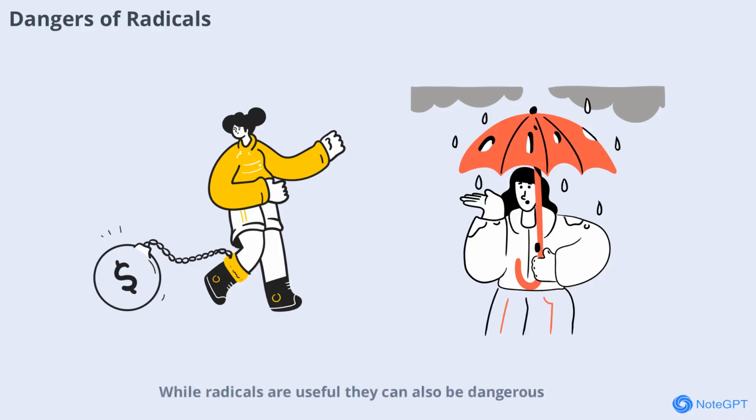While radicals are useful, they can also be dangerous. Their high reactivity means they can cause unwanted side reactions, leading to explosions or toxic byproducts. In biological systems, uncontrolled radicals can damage DNA, proteins, and cell membranes, contributing to disease.